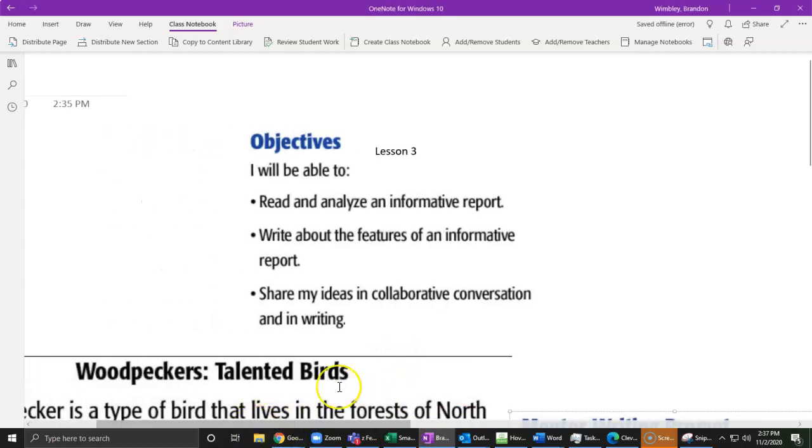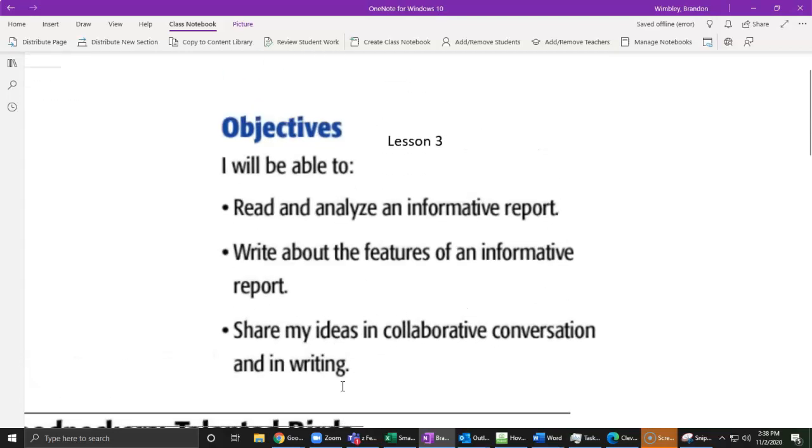So we're on our informational writing for Unit 3, and our objectives for today are that we're not going to be doing our writing, but we're going to be looking at a basically perfect essay. So we're going to be reading and analyzing an informative report. We're going to be able to write about the features of an informative report, so what makes it a good report or not, and then we're going to be sharing our ideas about this writing.